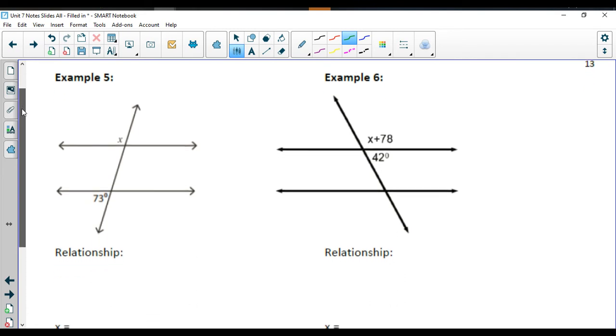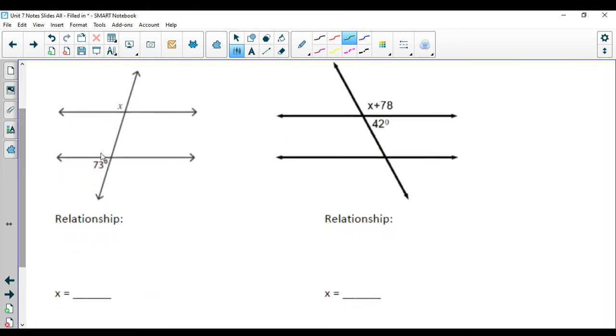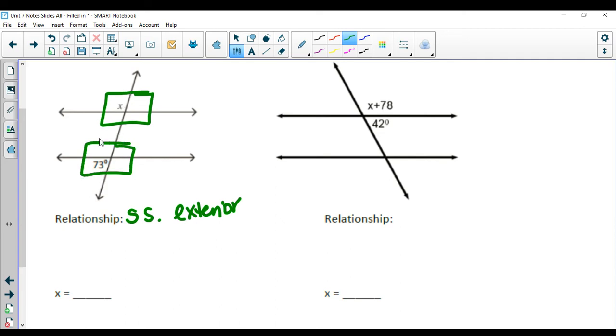Taking a look at example number 5, we're going to call these guys the same side exterior. And clumping these, when I move that x down, the x is going to come right here. Noticing these two form a straight line together, so I'm going to have 180 minus 73, and that is going to give me 107 degrees for x.